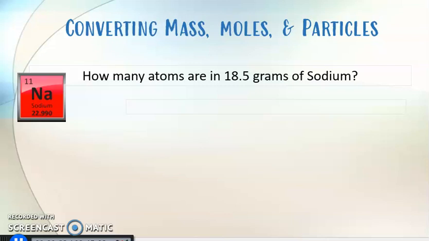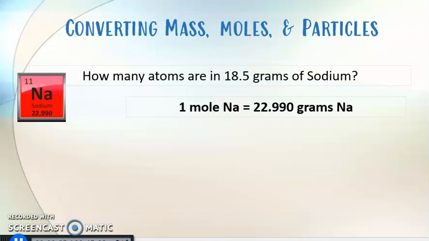Here's our first sample problem. How many atoms are in 18.5 grams of sodium? Well, the first thing that I'm going to want to do is to write down both conversion factors that I know of. So for sodium, we know that 1 mole of sodium is equal to 22.990 grams. That's the molar mass of sodium. We find that number on the periodic table.